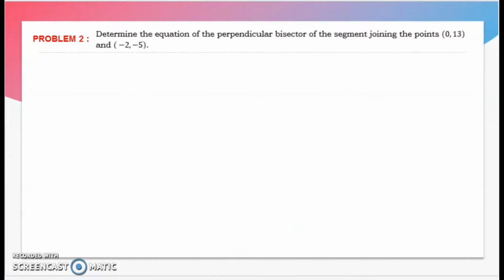Okay. Problem number 2. Determine the equation of the perpendicular bisector of the segment joining the points 0, 13 and -2, -5. Now let's figure out the problem. So a line that contains the points -2, -5 and point 0, 13.